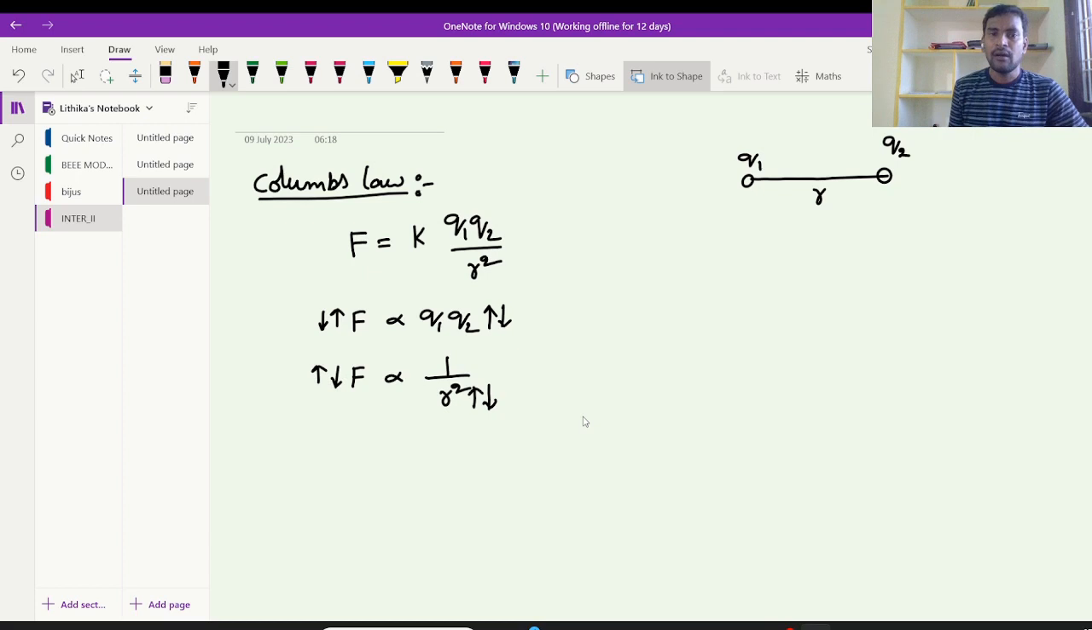Now, the charges may be positive or negative. Let us assume that the charge Q1 is positive and charge Q2 is also positive. Otherwise, I can take charge Q1 as negative and charge Q2 also negative. Then there will be a force of repulsion between the two charges. If two charges are like charges, then there will be a force of repulsion.